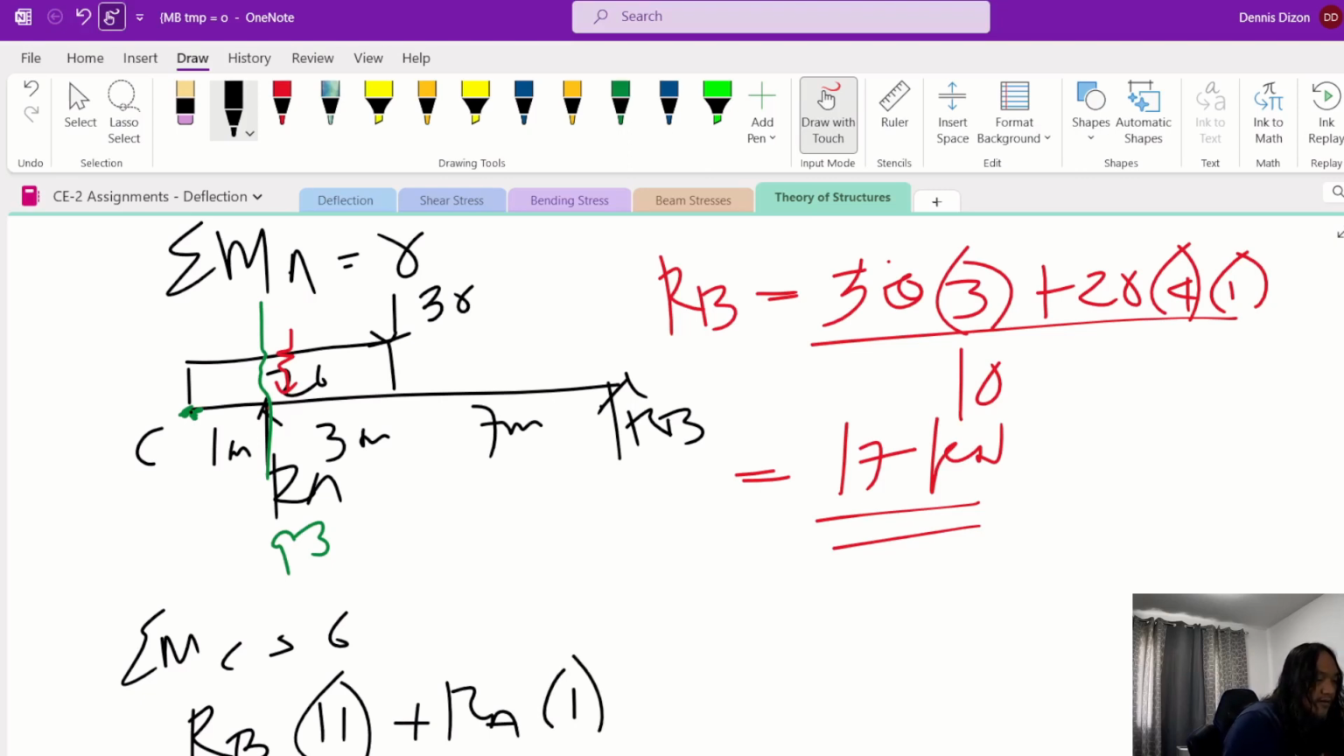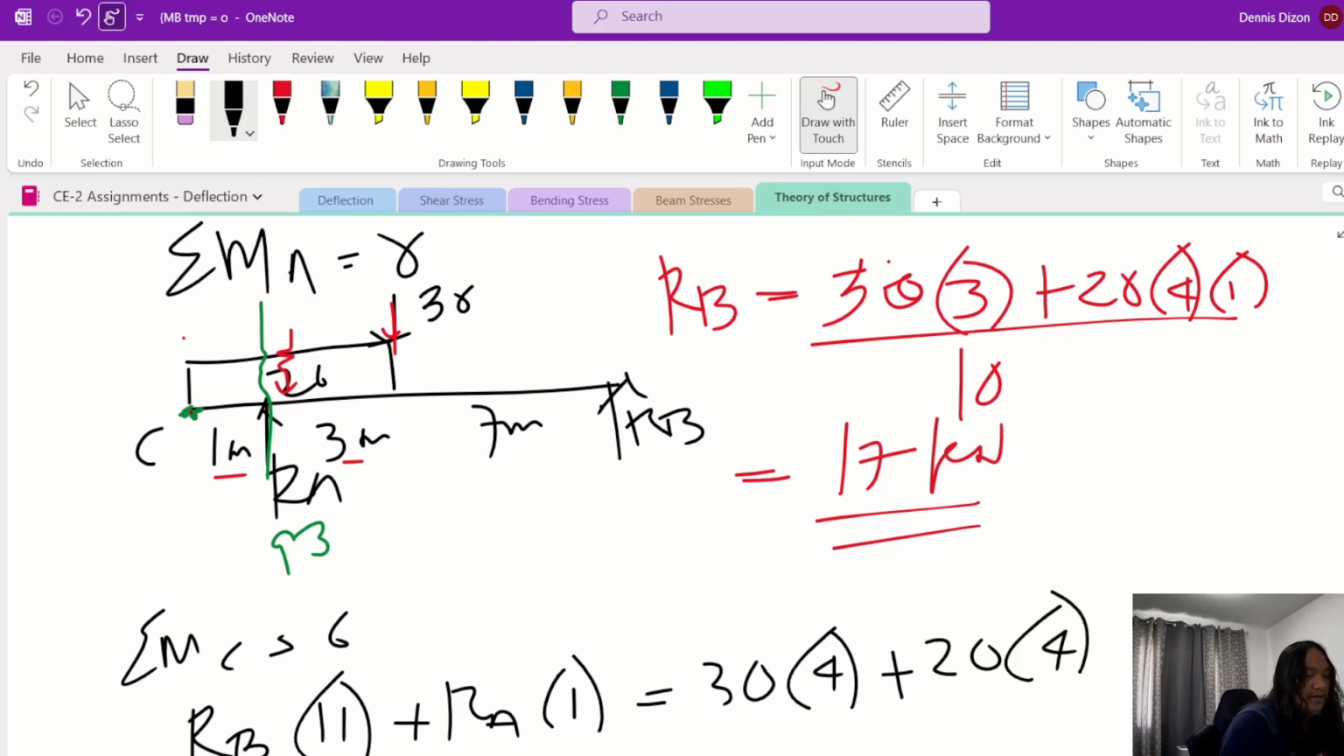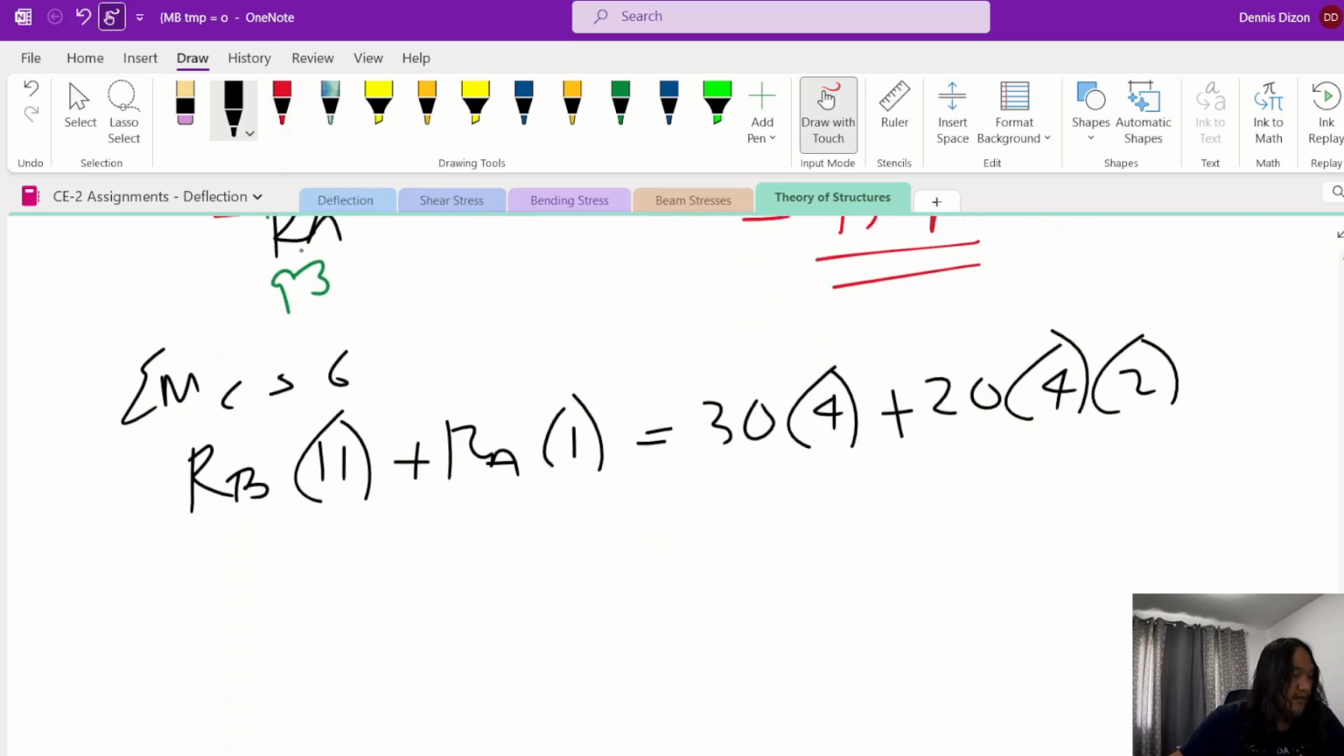times 1, and then is equal to, counterclockwise or clockwise, 30 times, now the distance of the 30 concentrated load from here is 1 plus 3, which is 4, and then the uniform load, plus 20 times 4, and then the moment arm, the resultant again is at the middle of the load, and then from point C, that is equal to 2. So we will solve this one.